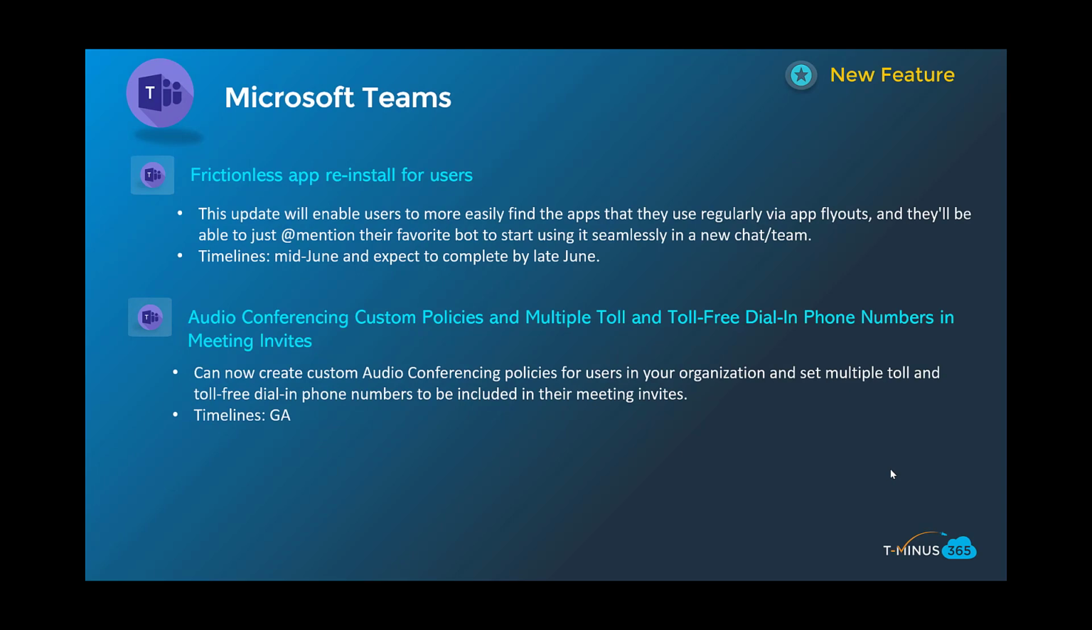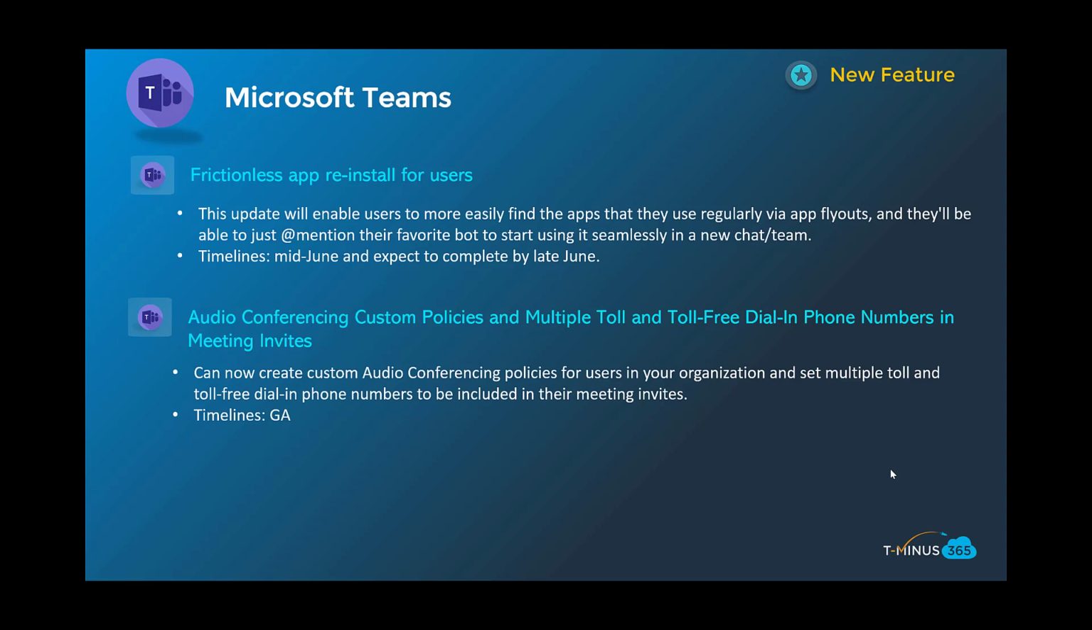Last two here for Microsoft Teams. First one, again, it's pretty straightforward, frictionless app reinstall for users. Previously, if you had an app installed for a certain channel, for instance, you have to reinstall it for every single channel that you wanted to add it to. This is now streamlining that solution just to have you install that app once, and then you can mention that to already have that installed across all of your channels. So it's just a convenience measure, might be helpful to end users who are complaining about this. This will happen in mid-June and be complete by late June.